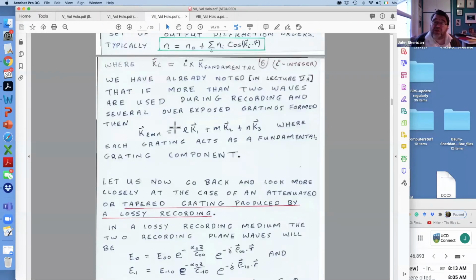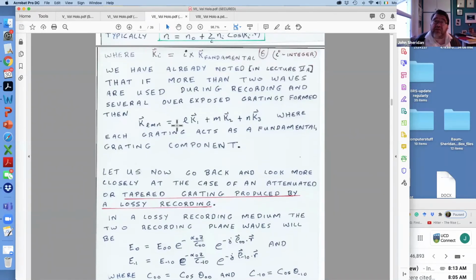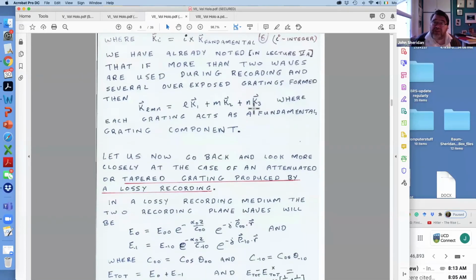We've already noted in lecture 5A, I think that would be lecture 6 maybe, that if more than 2 waves are used during recording and several overexposed gratings formed, then we have this form here, okay, where each grating acts as a fundamental grating component.